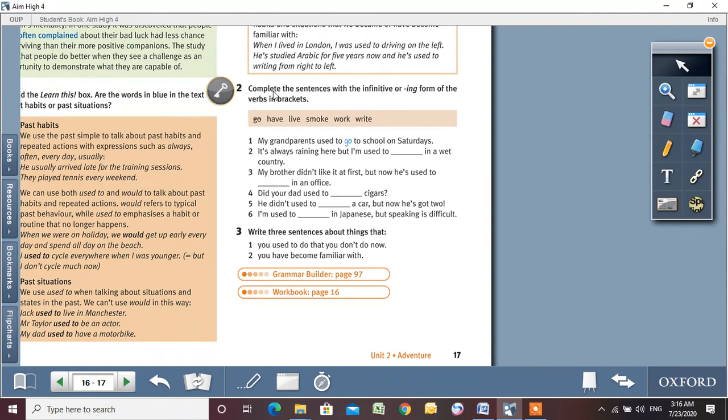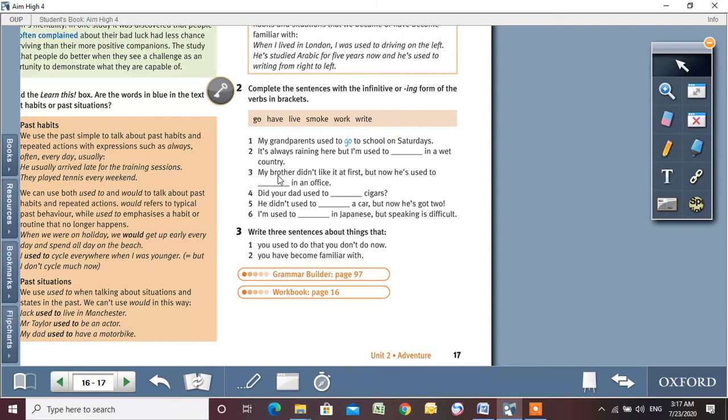Exercise 2. Complete the sentences with the infinitive or ing form of the verbs in brackets. Number 1 is already answered. My grandparents used to go to school on Saturdays. Number 2. It's always raining here, but I am used to having... because here I have verb to be, used to, and verb plus ing. It's the verb live. I am used to living in a wet country.